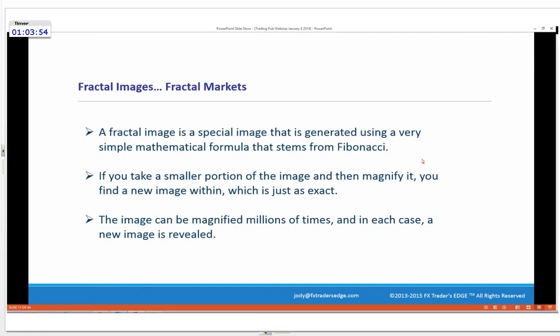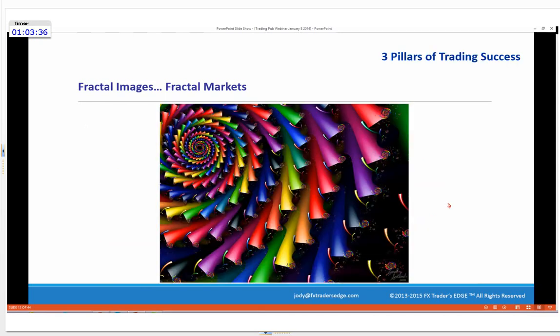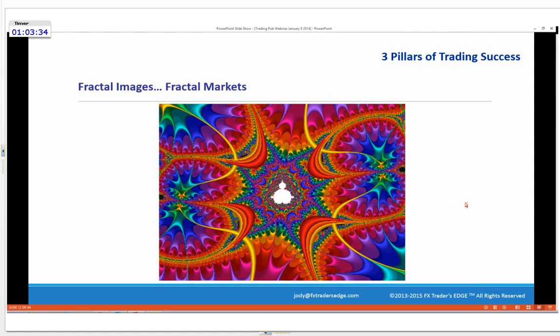You also see that in fractal images, which is a special image that is generated using a mathematical formula that stems from Fibonacci. The image can be magnified millions of times, and in each case, a new image is revealed. So this is a fractal image. Here's another beautiful fractal image. So why am I showing you fractal images? Because fractals show up in the markets as well.